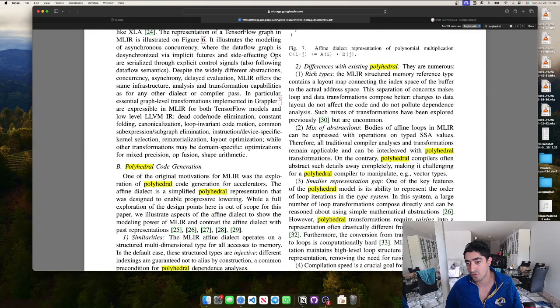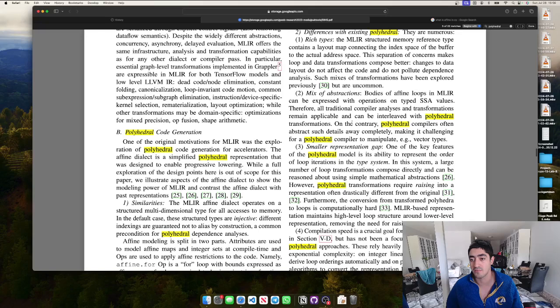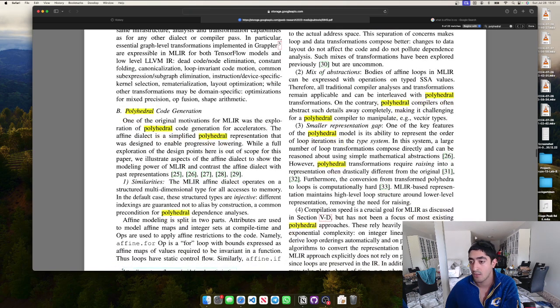Mix of abstractions. Bodies of affine loops in MLIR can be expressed with operations on SSA values. Therefore, all traditional compiler analysis and transformations remain applicable and can be interleaved with polyhedral transformations. On the contrary, polyhedral compilers often abstract such details away completely, making it challenging for a polyhedral compiler to manipulate vector types.